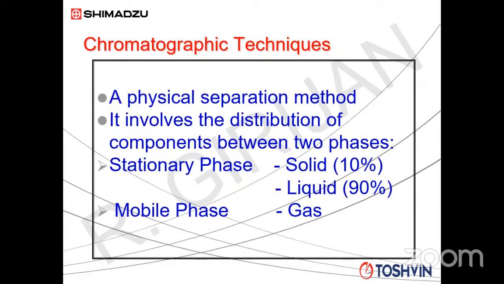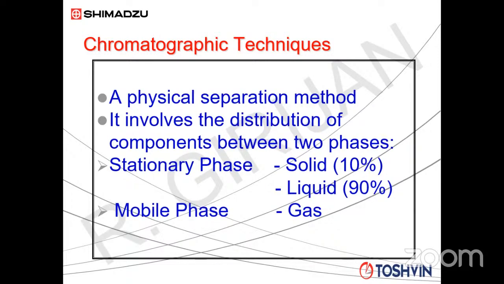When you talk about HPLC, your mobile phase is going to be a liquid. It is a combination of liquids. But when you talk about GC, it is only a single gas that we are going to use. And it's an inert gas. But in the case of the stationary phase, either it can be a solid material or it can be a liquid material in the case of GC. And if you see in the bracket, I've put 2 different figures, approximately 10% against solid and 90% against liquid.